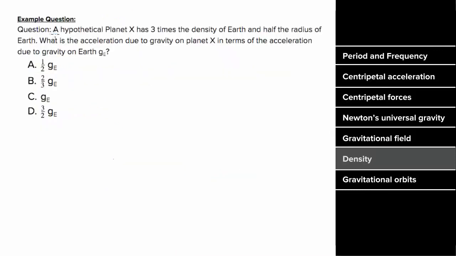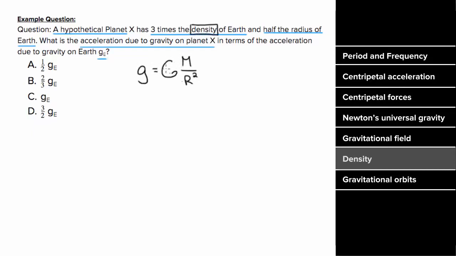Let's try the hypothetical planet problem again, but this time, instead of being told that planet X has 3 times the mass of Earth, let's say planet X has 3 times the density of Earth, and again, half the radius of Earth. What would be the acceleration due to gravity on planet X in terms of the acceleration due to gravity on Earth, g_E? We could write down the formula for gravitational acceleration, or gravitational field, which is big G m over r squared, but this time we don't know the mass, we just know the density.